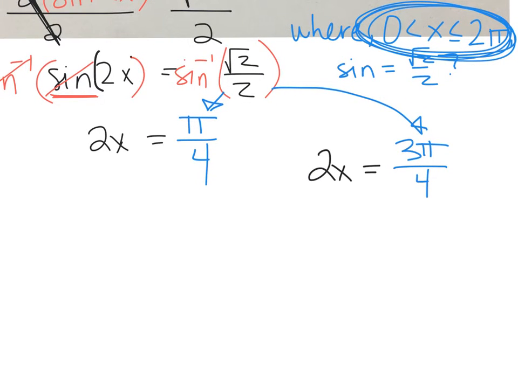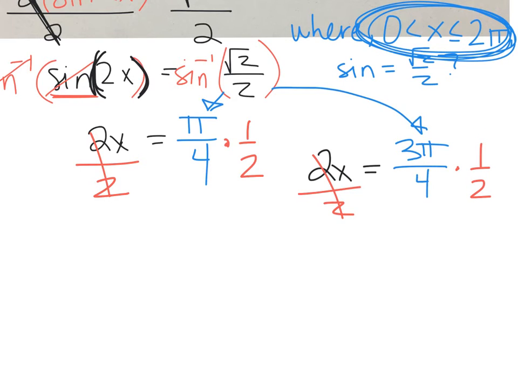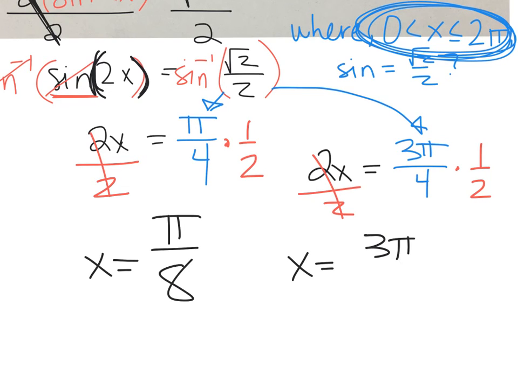Now we have a 2x, right? That was what was left when you got rid of sine. 2x equals pi over 4, or 2 times some angle equals 3 pi over 4. So we're going to divide both sides by 2, and dividing by 2 is the same as multiplying by a half. So rather than dividing a fraction by a number, I multiply by the reciprocal. And I find that the angle would either be pi over 8, or my angle would be 3 pi over 8.